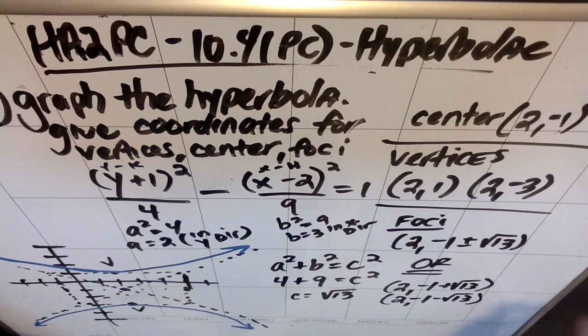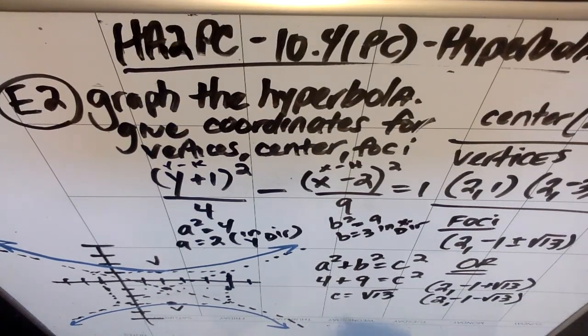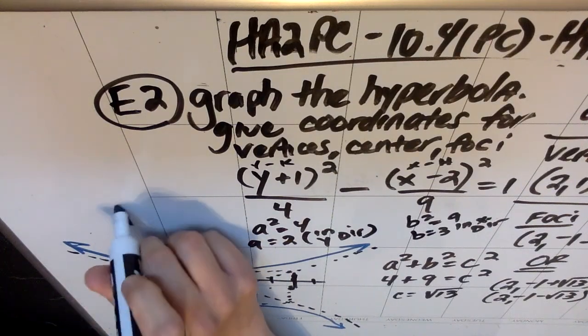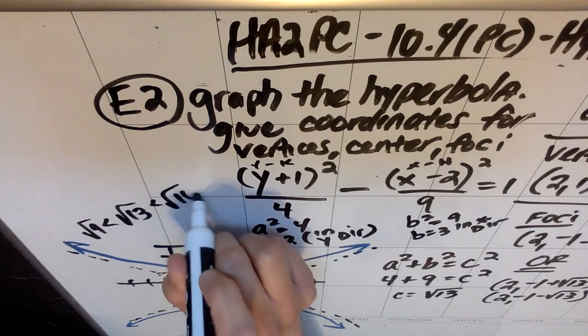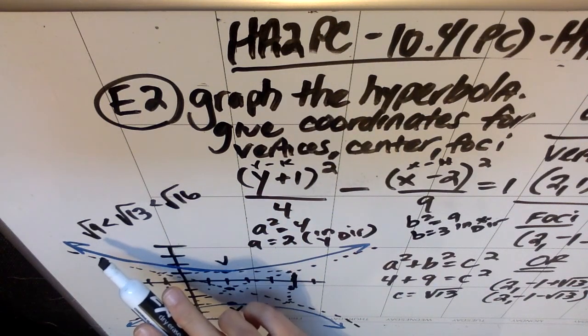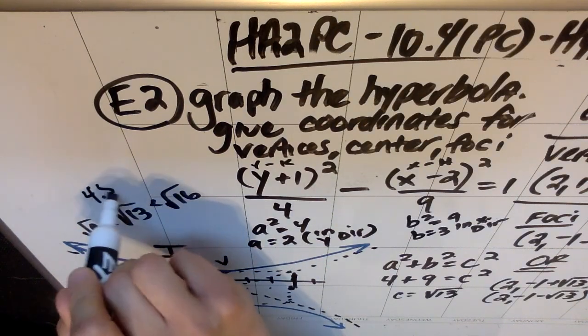Now, if you were trying to plot the foci in your graph, you'd have to think about what root 13 is approximately. Just as a quick note, it is really important to be able to approximate values. So to know that root 13 has to be bigger than root 9 but smaller than root 16 matters, right? So root 13 has to be bigger than a 3, because that's what root 9 would be, and smaller than a 4, because that's what root 16 would be. So like this is 4.5-ish.